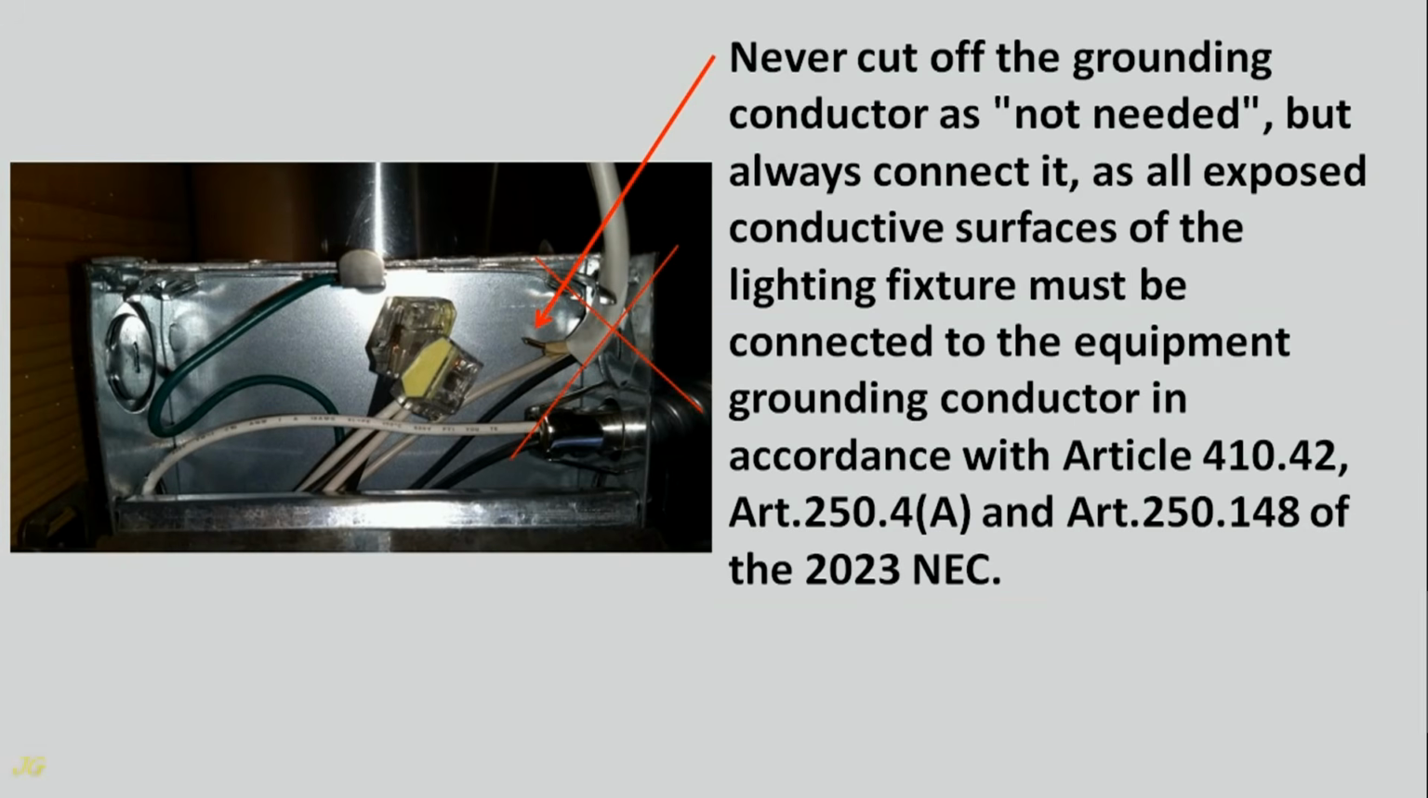Never cut off the grounding conductor as not needed, but always connect it, as all exposed conductive surfaces of the lighting fixture must be connected to the equipment grounding conductor in accordance with Article 410.42, Article 250.4(A), and Article 250.148 of the 2023 NEC.